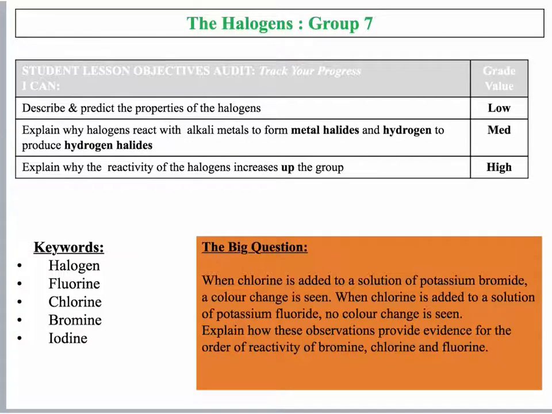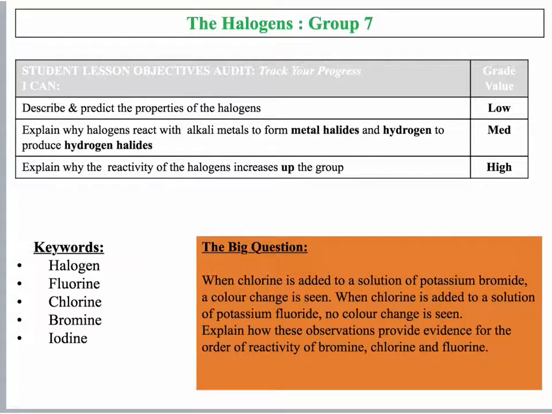Our big question: when chlorine is added to a solution of potassium bromide, a colour change is seen. When chlorine is added to a solution of potassium fluoride, no colour change is seen. Explain how these observations provide evidence for the order of reactivity of bromine, chlorine and fluorine.